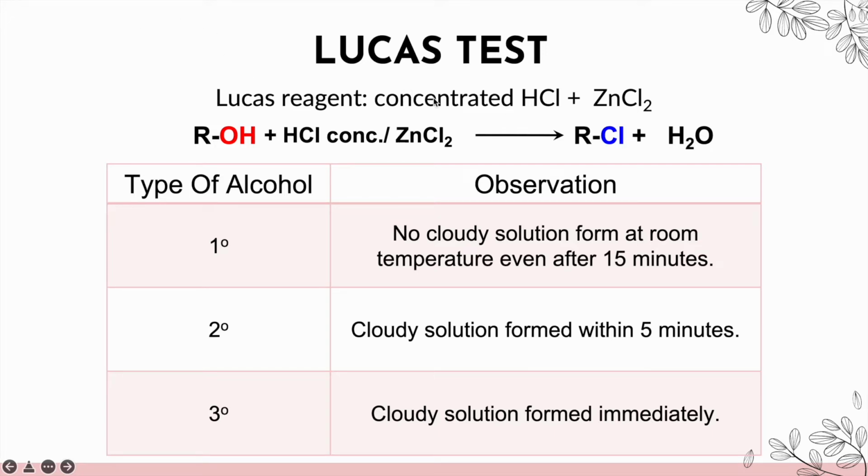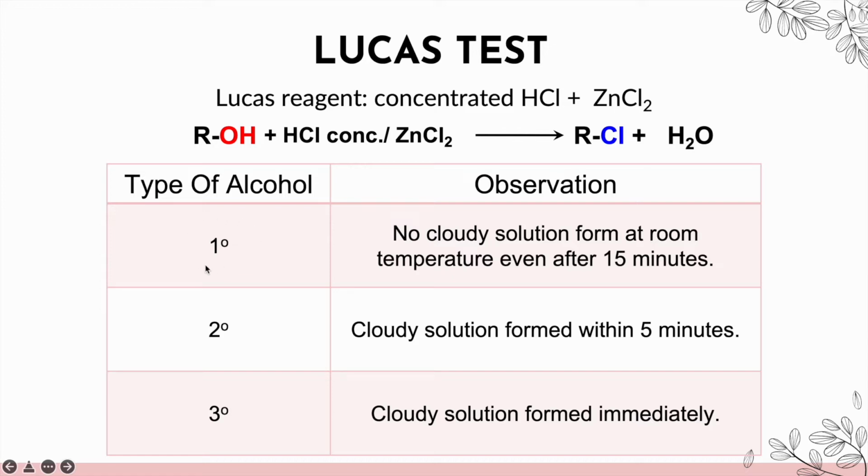The reagents are concentrated HCl and zinc chloride, ZnCl2. These two are the Lucas reagent. We use this in the Lucas test. So we have an alcohol, and then it reacts with the Lucas reagent. If there is a reaction, the product will be RCl and H2O.